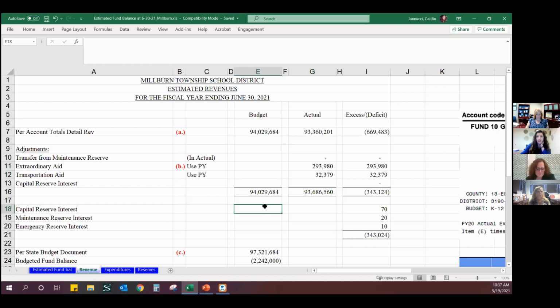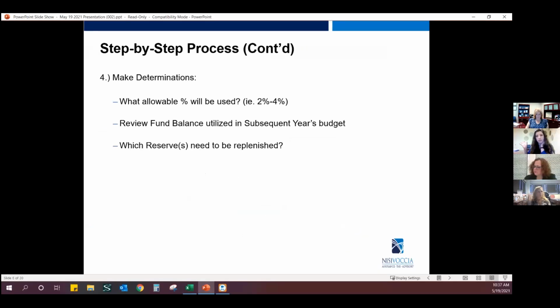Okay, so we are going to round out this part of the presentation with step 4, which is where we're basically going to put everything we just did together in one summary. So after we looked at the reserves, the expenditures, and the revenue, it's time to start to make some determinations. A little bit later on in the presentation, Kathy's going to talk about how the allowable percentage that we're all used to being at 2% has now increased to up to 4%, so you can use any percentage within that window. You also want to take a look at your subsequent year budget to see if any fund balance is being utilized there, and then also to make a determination on where your reserves are going to be projected, if parts of it need to be replenished, just to start thinking about any type of amounts that need to go back to any of your reserves.